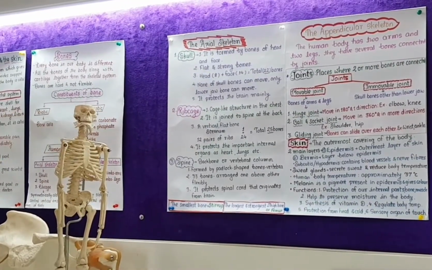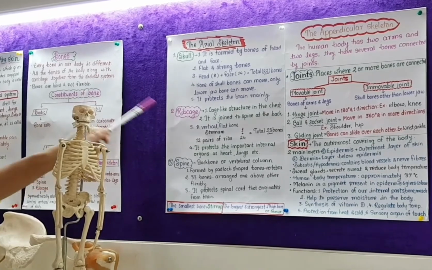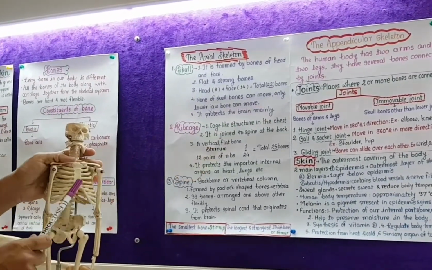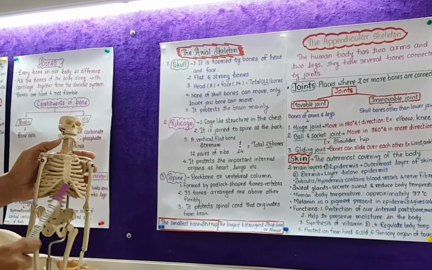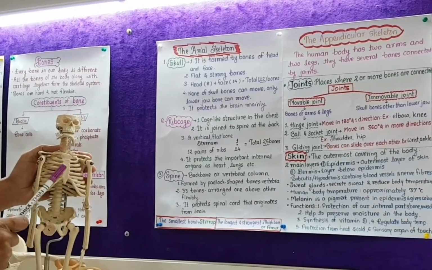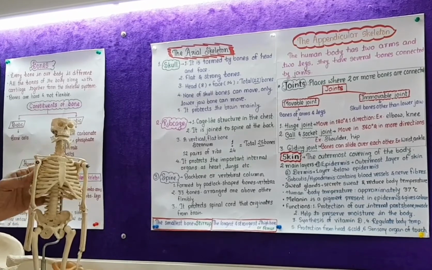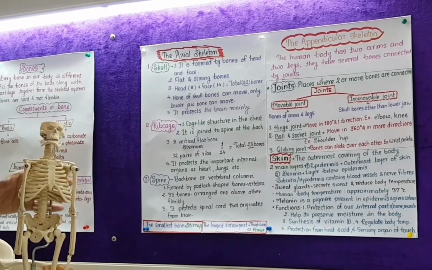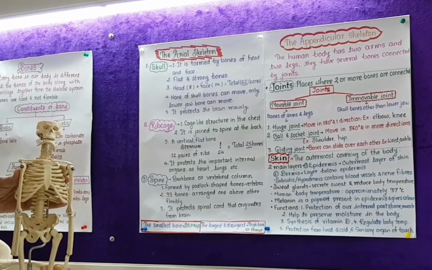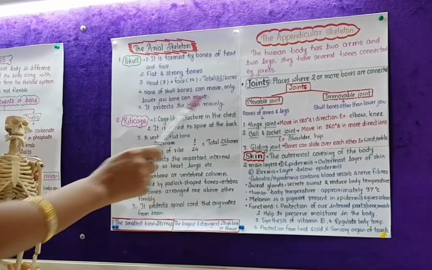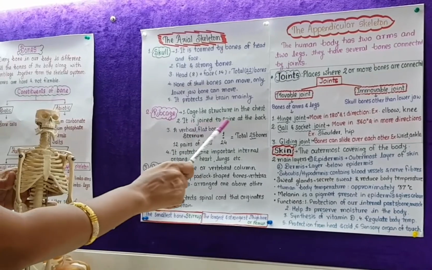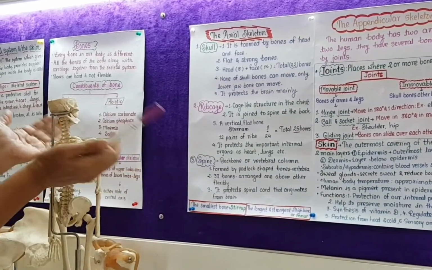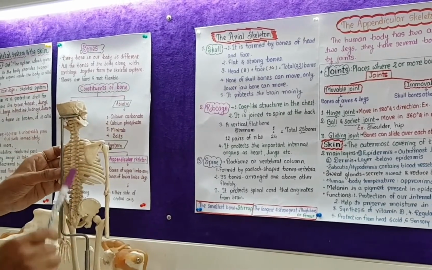Now, the next part is the rib cage. It is a cage-like structure in the chest. You can see that it looks like a cage, pinjra, chhatica pinjra. This is the cavity, the skull is a cavity, and this is the chhatica pinjra. It is a cage-like structure in the chest. It is joined to the spine at the back. See, at the back, these ribs are joined to the spine.